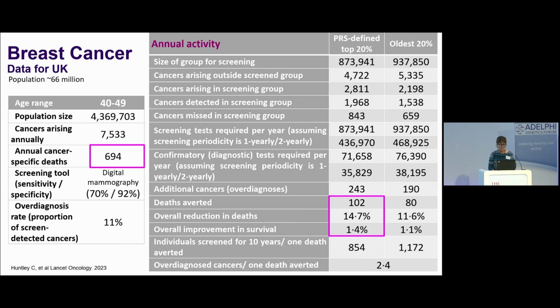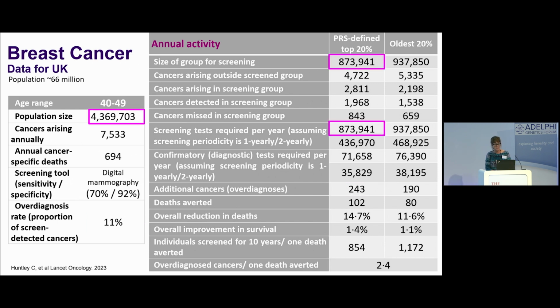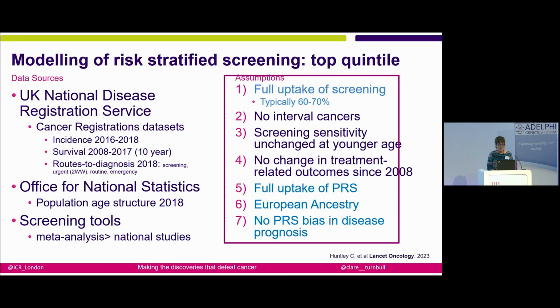What's the reduction in overall deaths? What's the improvement in survival? 1.4%. How many overdiagnoses do you get? You get about 2.4 for each case you find. How many screens do you need to do? That would be the number per year if you did it annually. How many extra biopsies do you need to do? How many individuals do you need to screen to avert 1 death? So we looked at all those metrics.